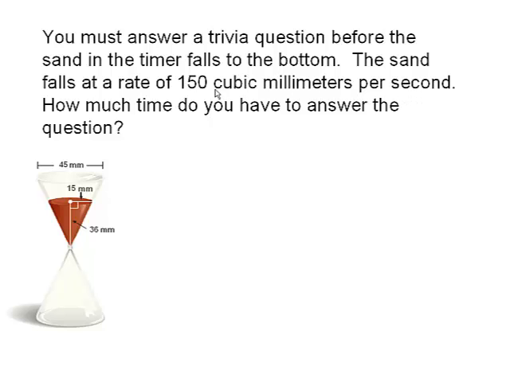So what we need to do is find how many cubic millimeters of sand is in the timer. To do this, we'll find the volume of the sand in the timer. Remember, the formula for the volume of a cone is the volume V is equal to 1/3 times the area of the base B times the height H. So let's substitute in the values that were given.